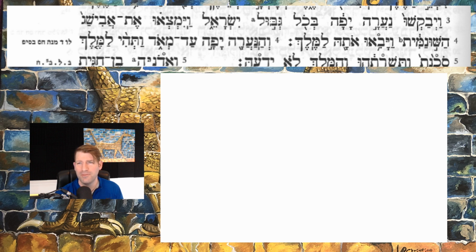So bechol gavul. So this is all in construct state. Notice gavul. This has reduced. And yeah, we don't have to talk about that. But these, in every territory of Israel.